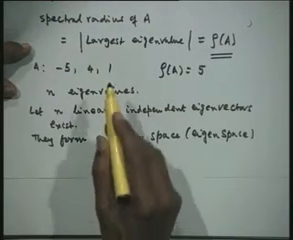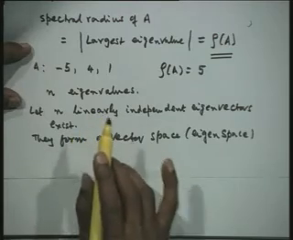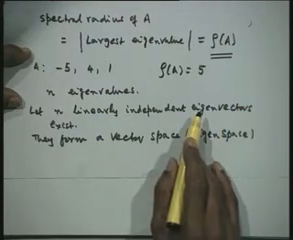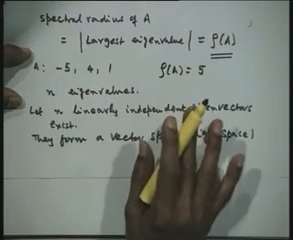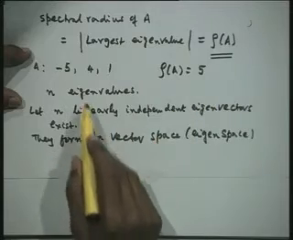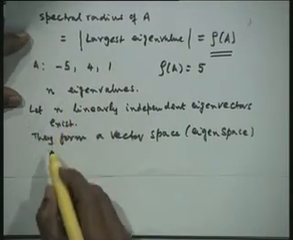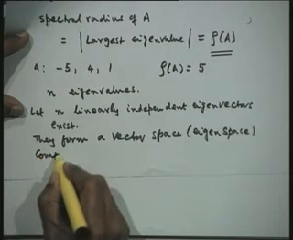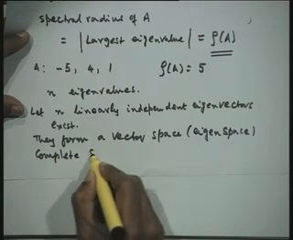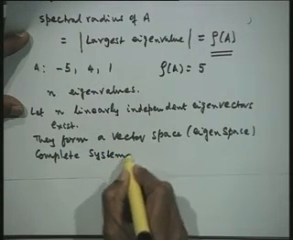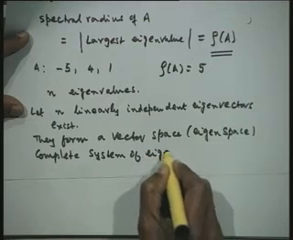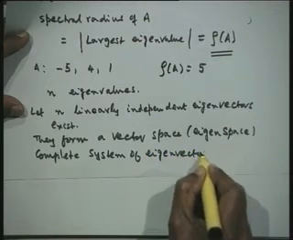In this case, A has a complete system of eigenvectors. If it is short, we shall say it does not have a complete system of eigenvectors. If the system has n linearly independent eigenvectors, we shall say that a complete system of eigenvectors exists.